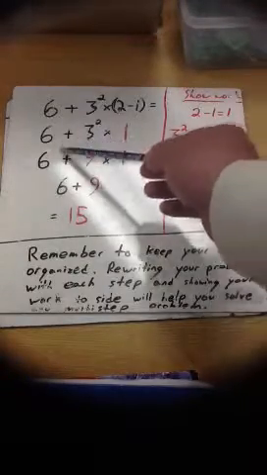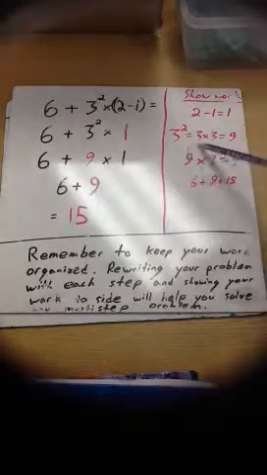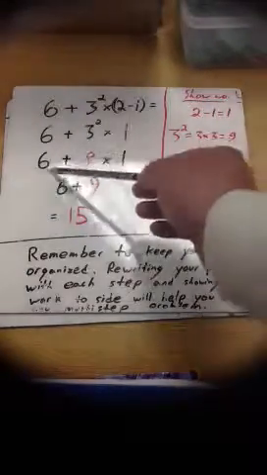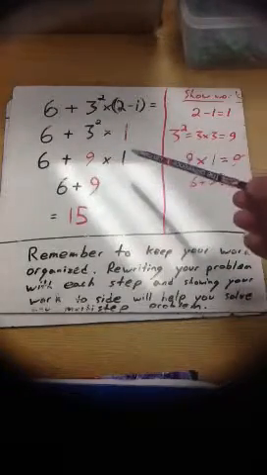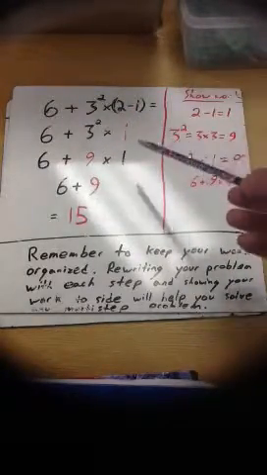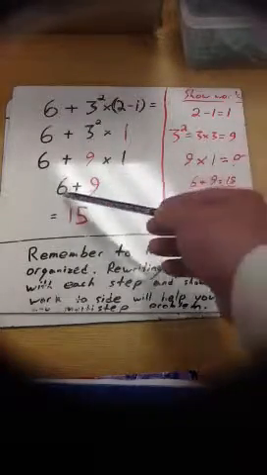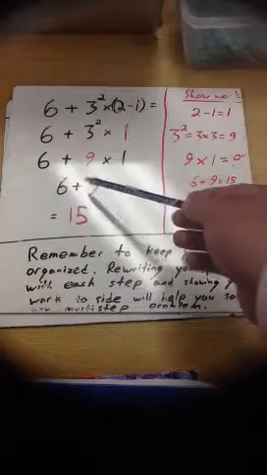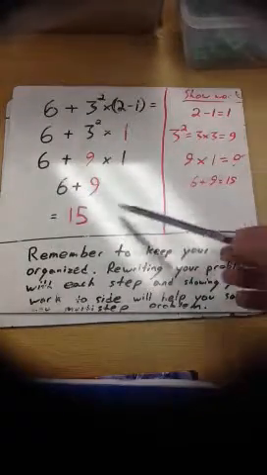That's our next step. 3 squared is just 3 times 3. That's 9. I did that work off to the side here, as you could see. 6 plus 9 times 1. Next, my dear, that would be the multiplication division step. I see multiplication right there. 9 times 1 is 9. 6 plus 9. Finally, I've got my last step, addition, subtraction. I have addition right here. 6 plus 9 is 15.